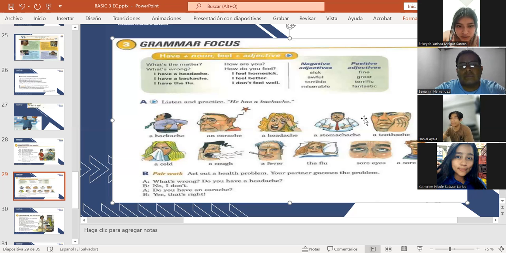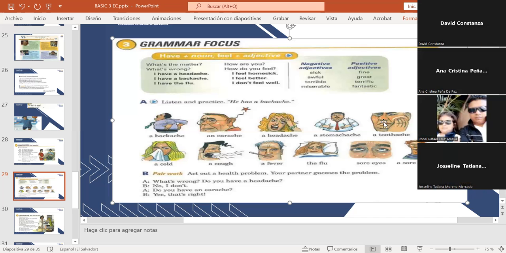Okay, voy a ir nombrándolos. Benjamin. A headache. Very good, Briseida. He has a headache. Daniel, a stomachache. He has a stomachache. Okay, thank you. Catherine, Nicole, a toothache. He has a toothache. Very good. Let's continue. David Constanza. A cold. He has a cold. Thank you. Ana Cristina. She has a cold. A cough. He has a cough.